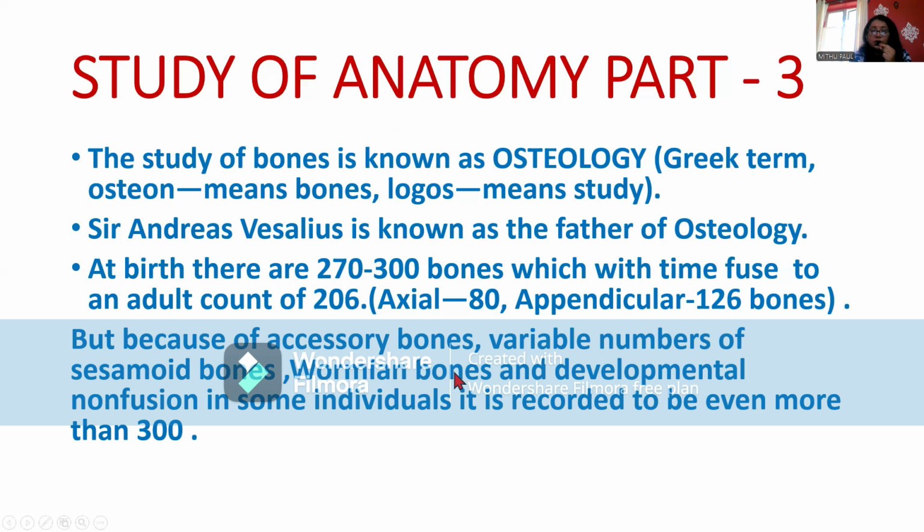Some Wormian bones are present inside the skull sutures, and there is developmental non-fusion, where parts of the bones are not fused for some reason. So these are the reasons which contribute to increasing the number of bones inside an adult human from 206 to even more. And in standard recording, in one's lifetime, it has been recorded even more than 300.